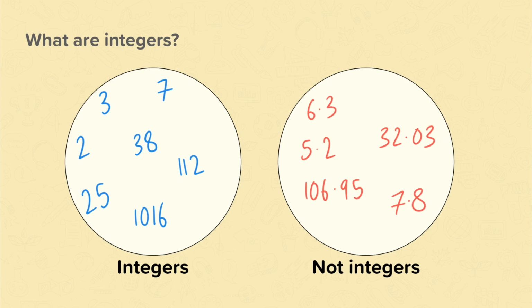All we mean by integers are whole numbers. These are numbers that do not have any decimal places in them. They are all whole numbers. Non-integers have decimal places. So 106.95 or 7.8. So integers are essentially just whole numbers.